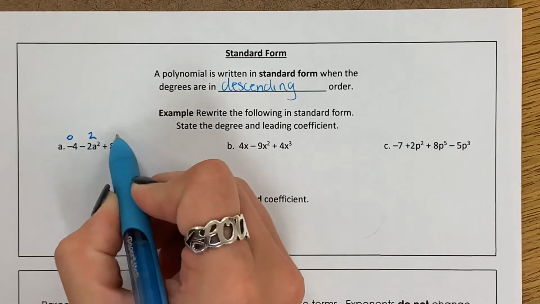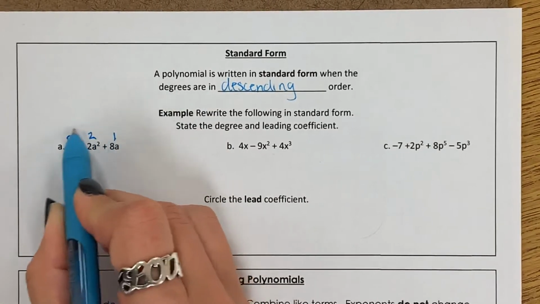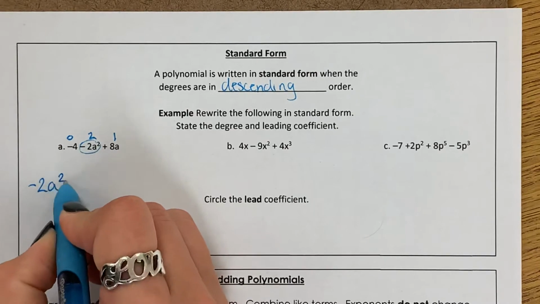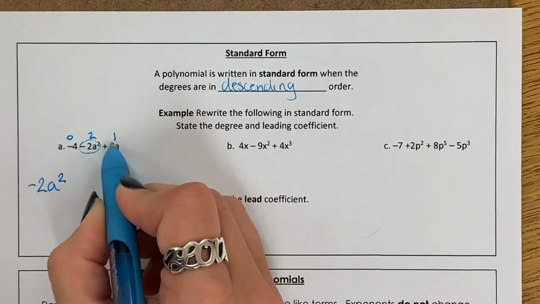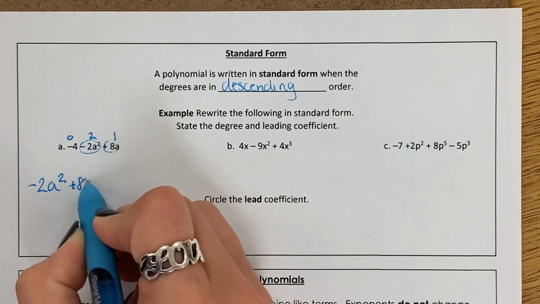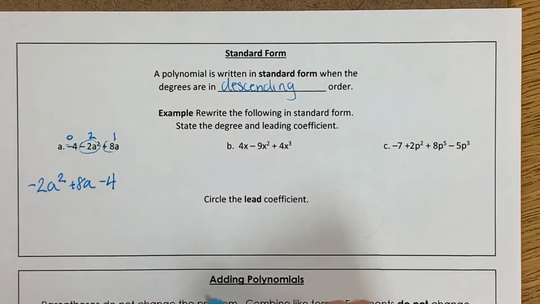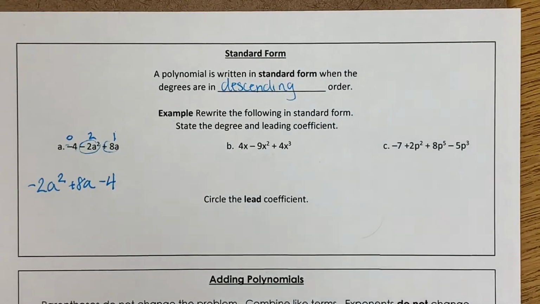Degree here is 2. Degree here is 1. We're putting them in order based on these numbers. So I'm going to take this term. It goes first. Negative 2a squared. Then we have the 1. So plus 8a. Then we have the 0. So minus 4. That would be in order from greatest to least.